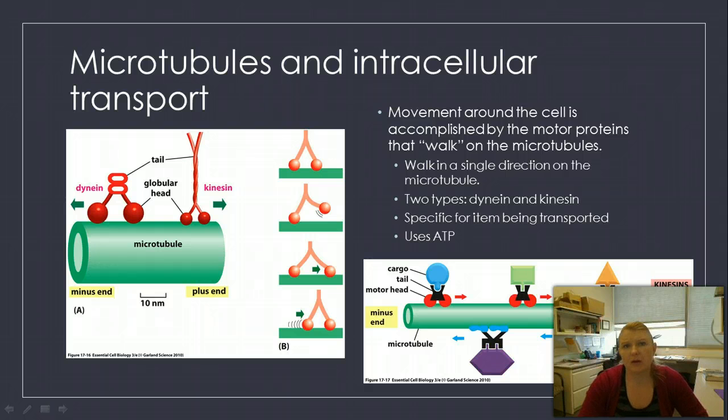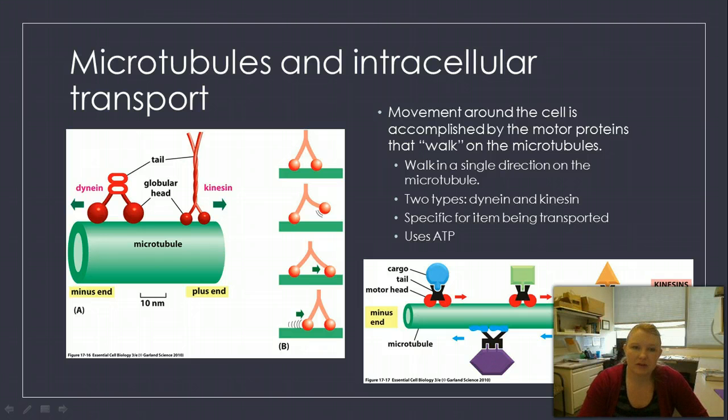Now I'm going to put a video up in Blackboard, and it's about the invasion of a cell by, I think it's a virus. And while it's a really interesting video about how cells are invaded, in that video they show these motor proteins walking across the microtubules. So I'd encourage you to watch that just to see how that works.